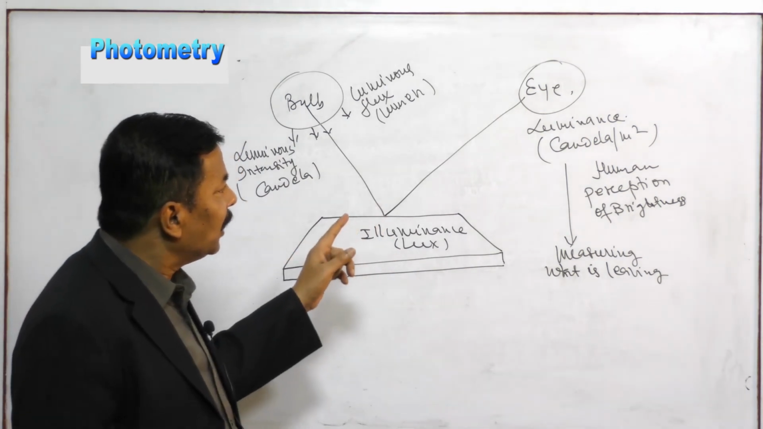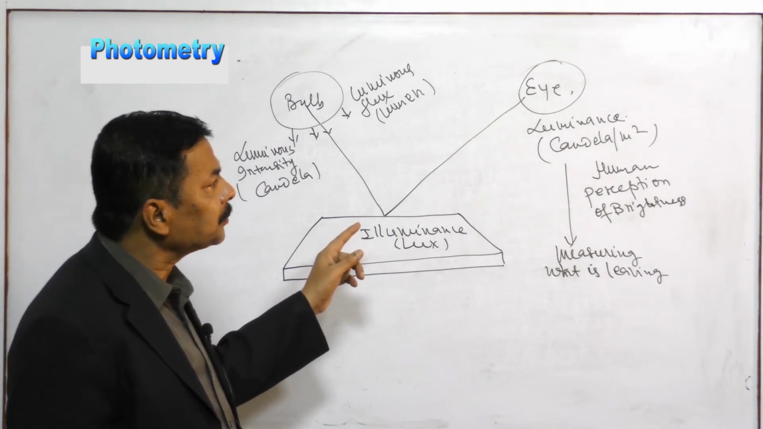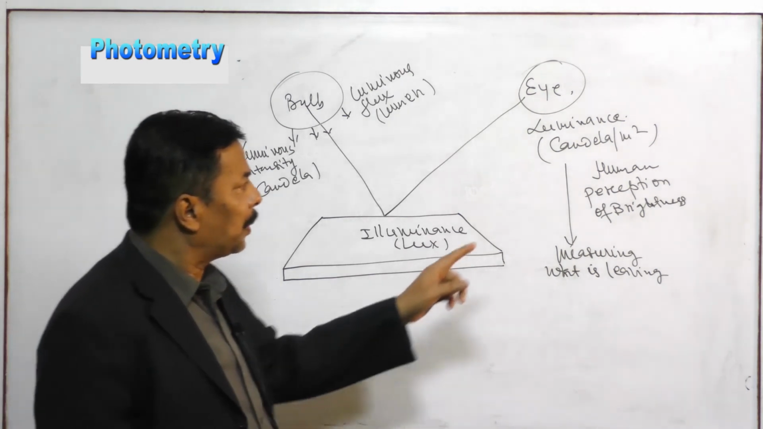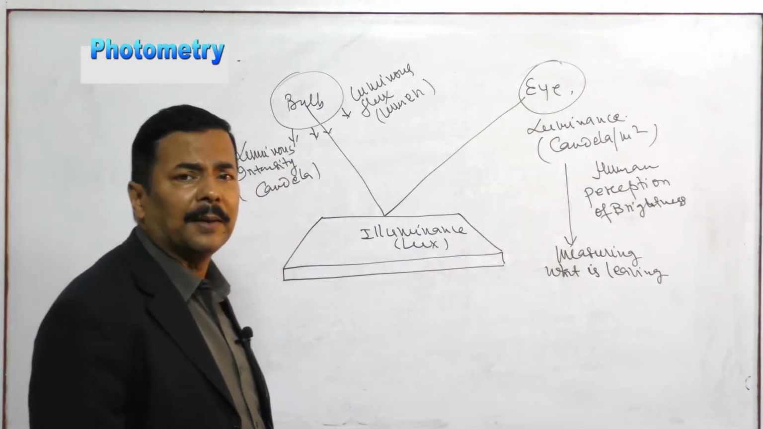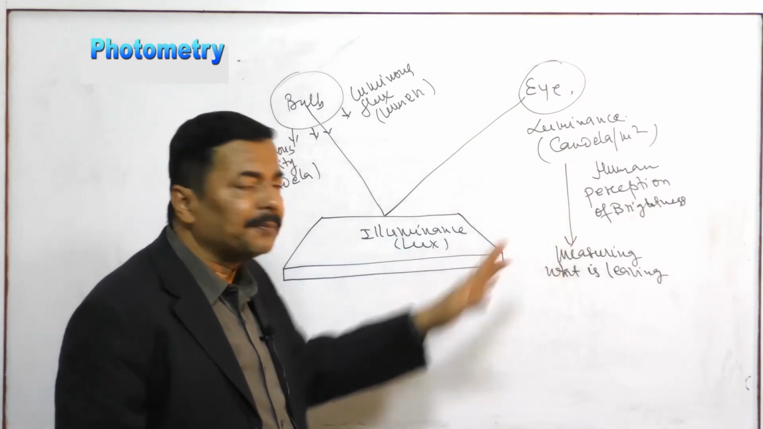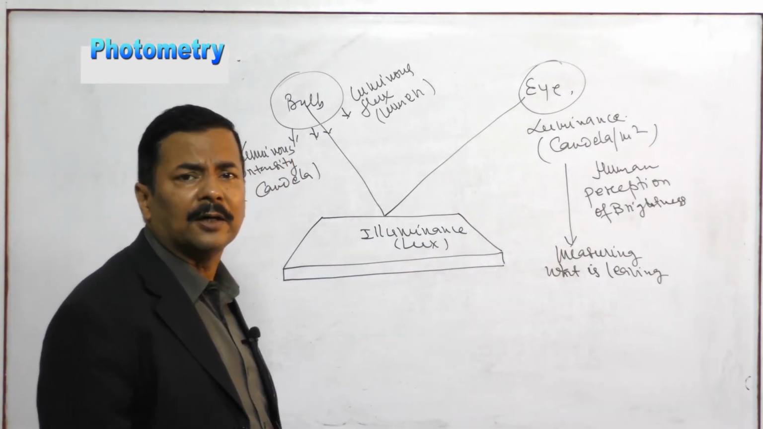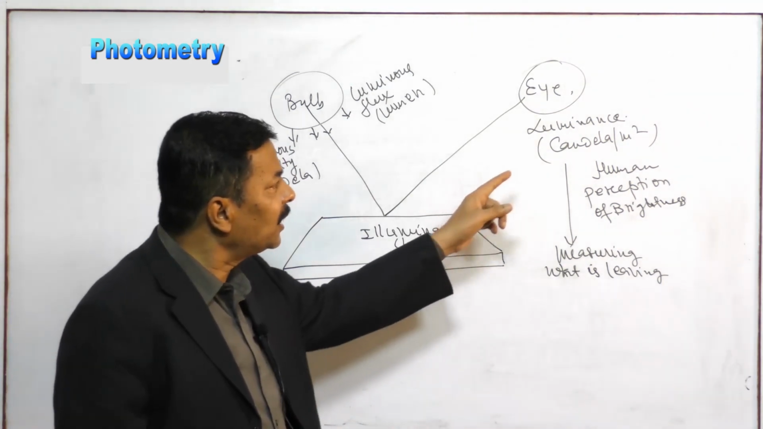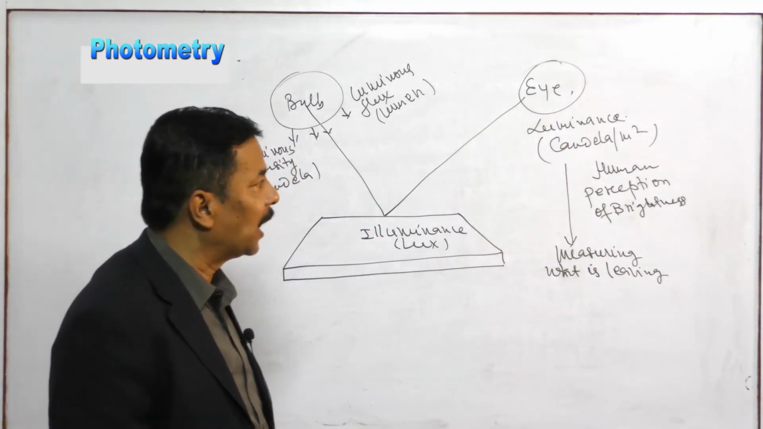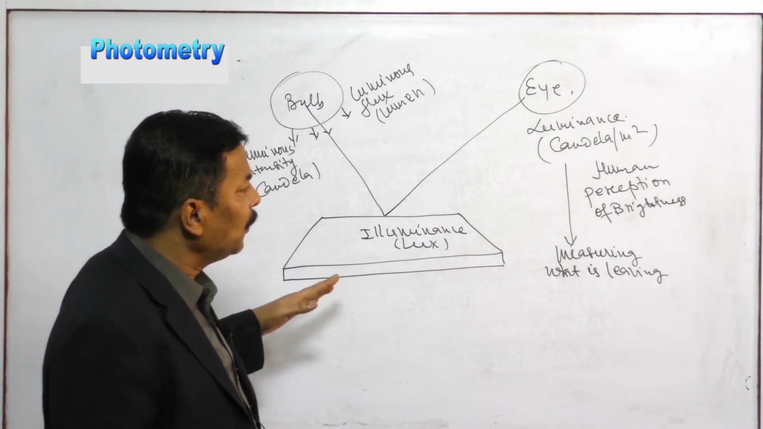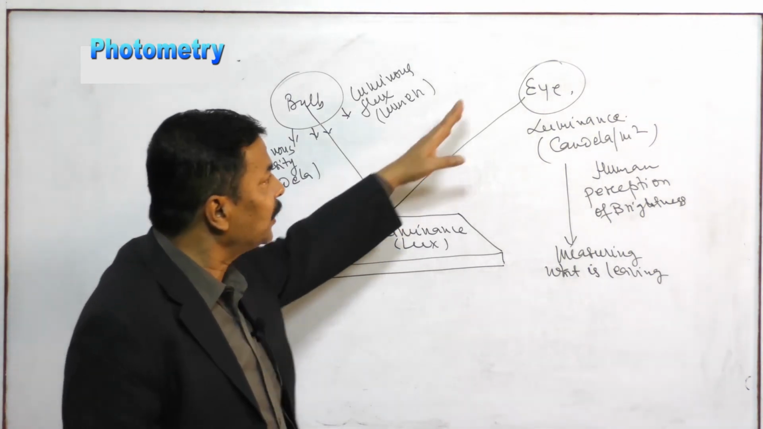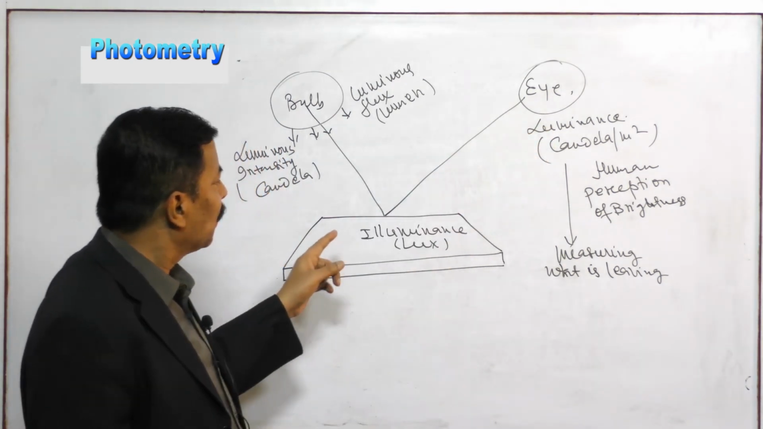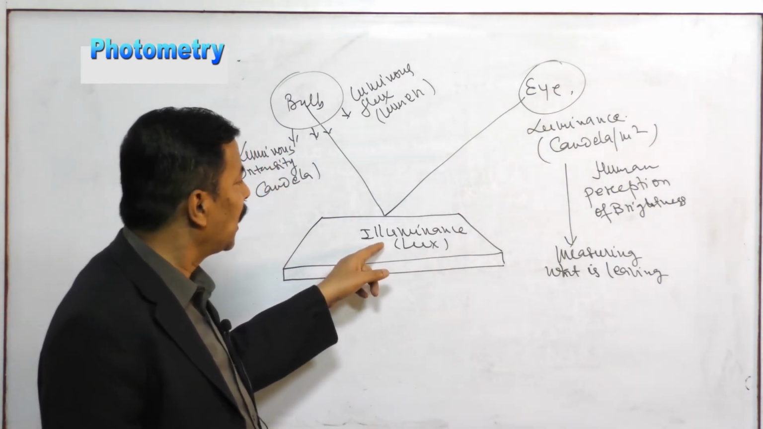And luminance is the human perception of brightness. So brightness and luminance are also not the same. Why? Brightness is a subjective quantity which cannot be measured, whereas luminance is an objective quantity which can be measured in unit candela per meter square. So measuring what is leaving the surface and reaching the eye gives you luminance, and what is falling on the surface tells about the illuminance.